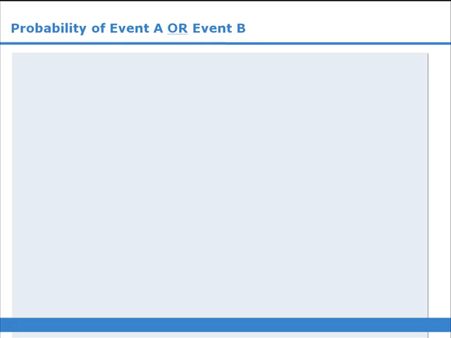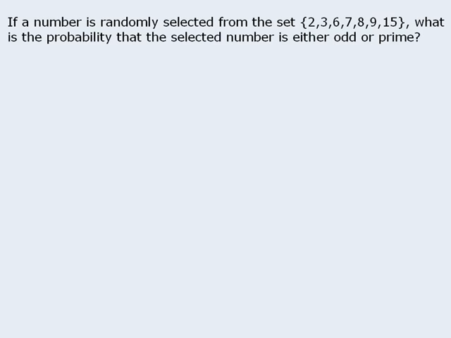In this lesson, we will examine probabilities that involve the word or. We'll begin by answering this reasonably simple question in order to introduce a general formula to apply to similar questions. In this question, we are selecting one number from a set of numbers, and we want to find the probability that the selected number is either odd or prime.